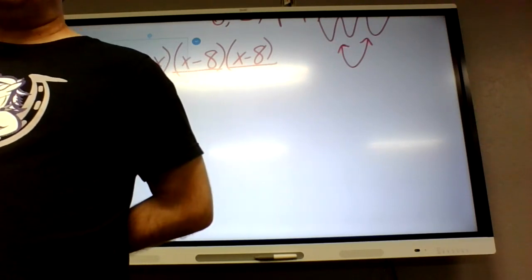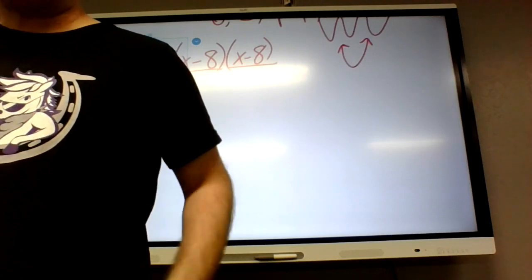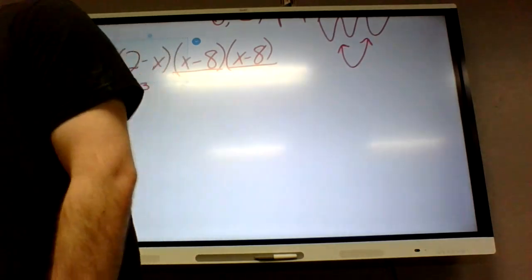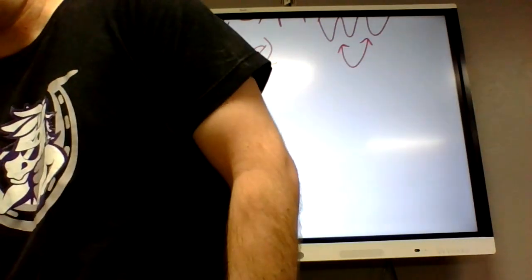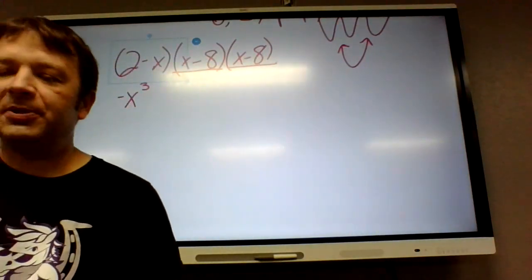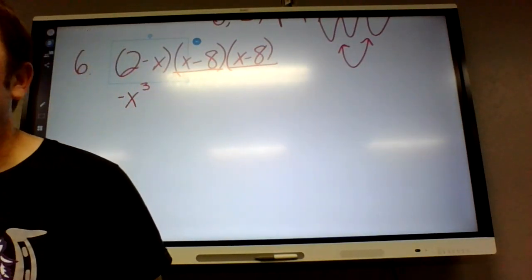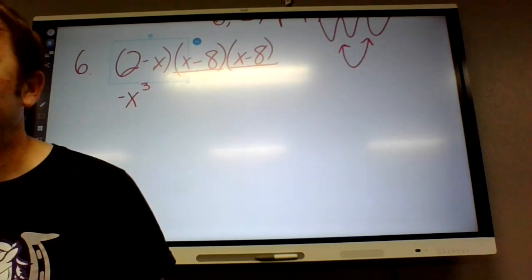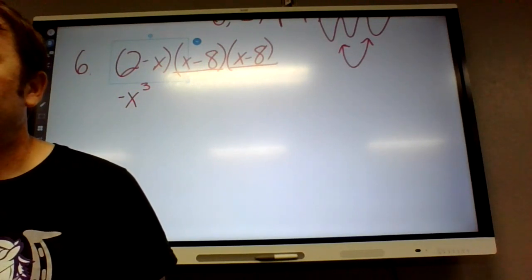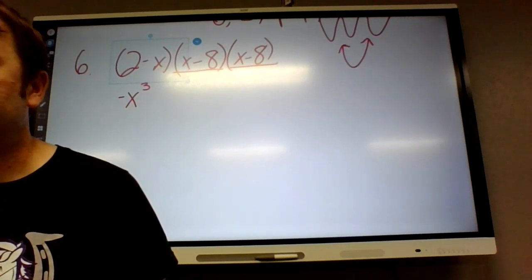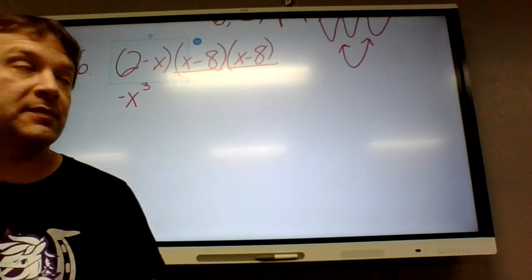Alright, number 7. For each graph, okay, the last 6 are kind of hard. The last 6 are like yesterday's last 8, so a little bit trickier. Number 7, for each graph, state the number of real zeros, the function's end behavior, that's the easy part, and whether the function's degree is even or odd.